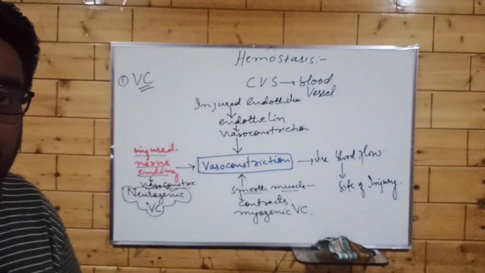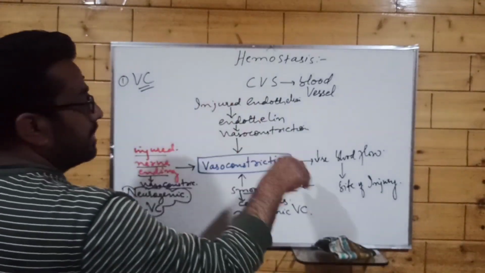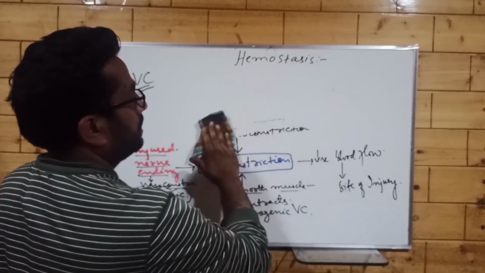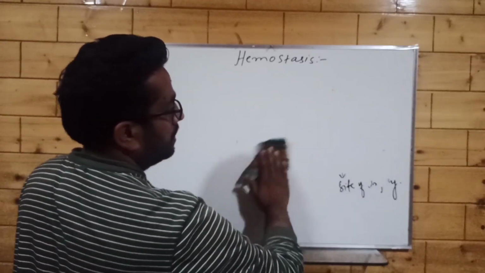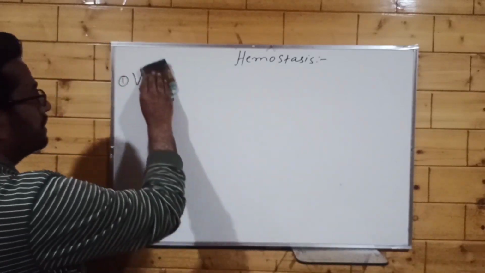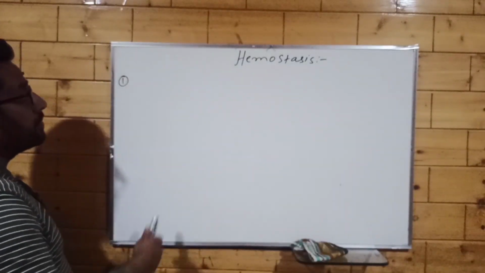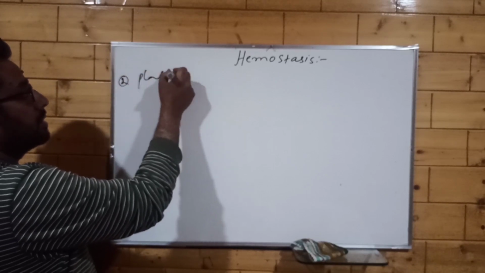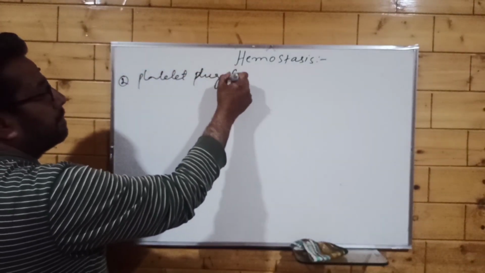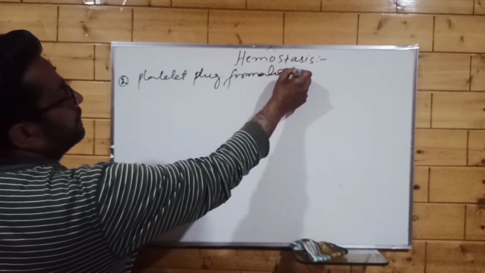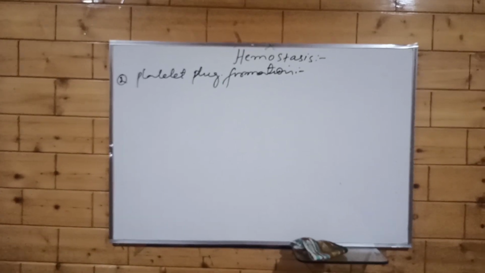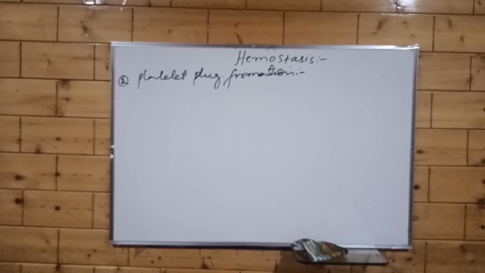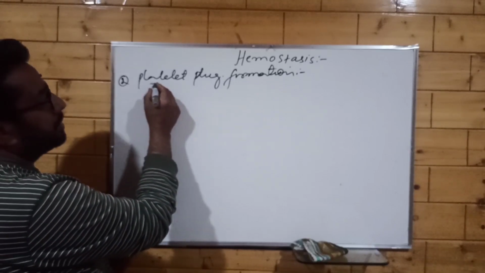I hope it's clear. Number second important step of hemostasis we will discuss here. It is called platelet plug formation. As I have written earlier, platelet plug formation. Now the platelet plug formation, how is it formed?